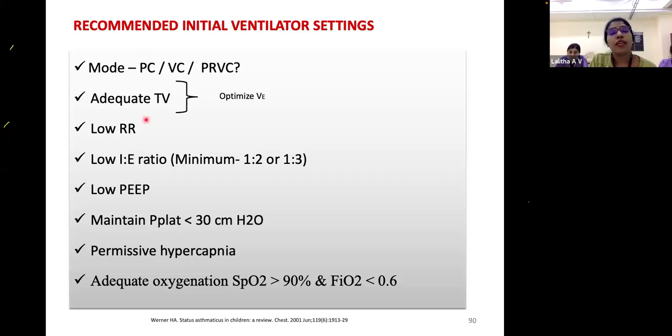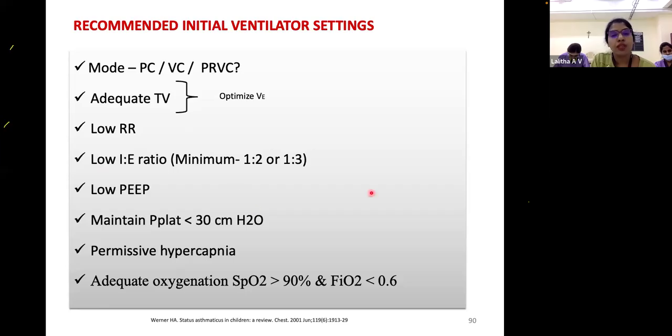Okay. So adequate tidal volume, don't keep it too low, like 4 ml per kilo, because the CO2 will be very high. You can start with 6 to 7 ml and optimize your tidal volume. Low rates, I:E ratio, you can increase from 1:2 to 1:3. PEEP, that is 2/3 of auto PEEP.